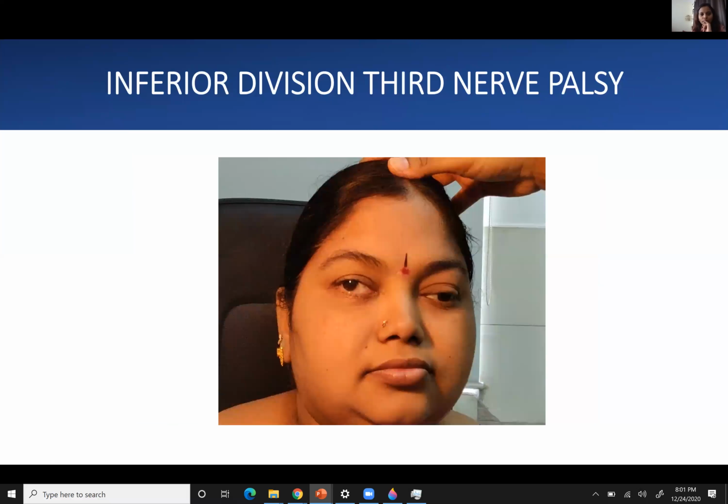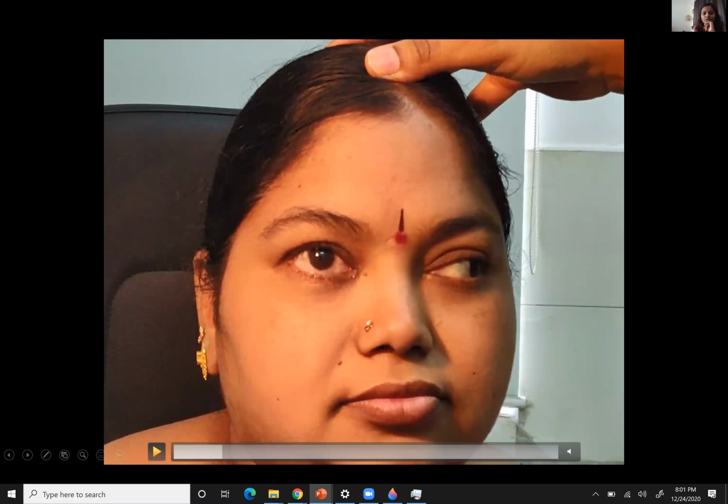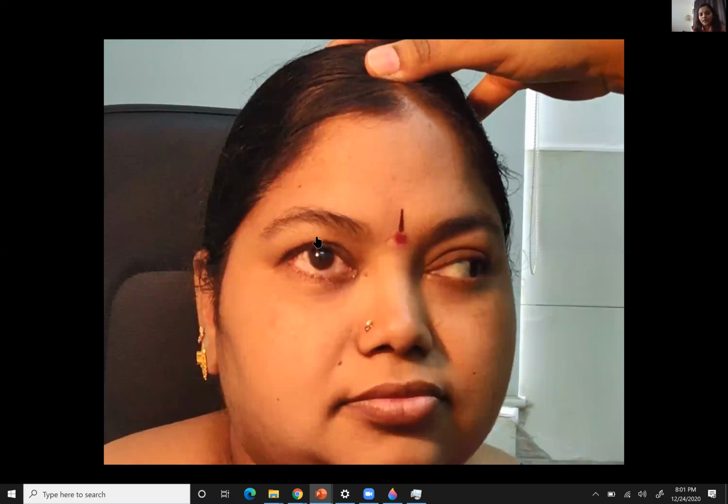Okay, that's done. And this is a patient with inferior third nerve palsy. So what does the inferior division supply? Superior rectus and levator palpebrae superioris are supplied by the superior division, and inferior rectus, inferior oblique, and medial rectus, all these muscles are supplied by the inferior division. That's why, because all the depressors are gone, the eye has gone up.